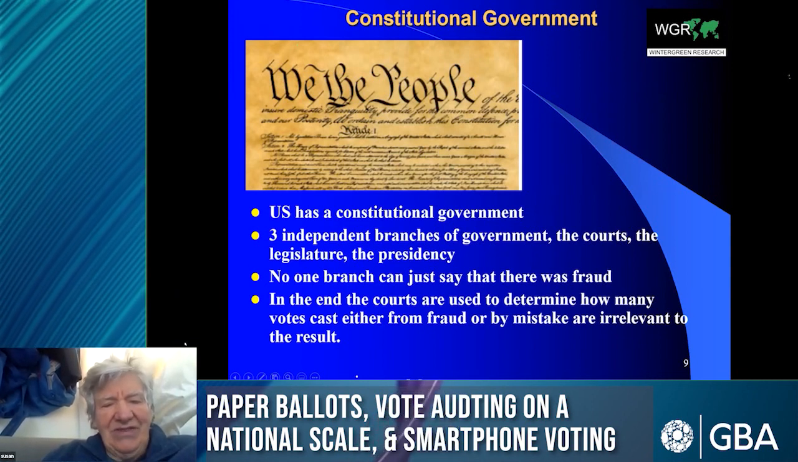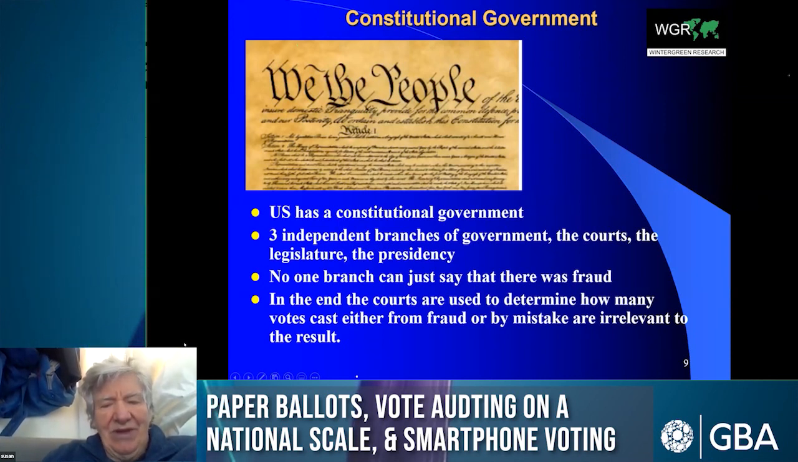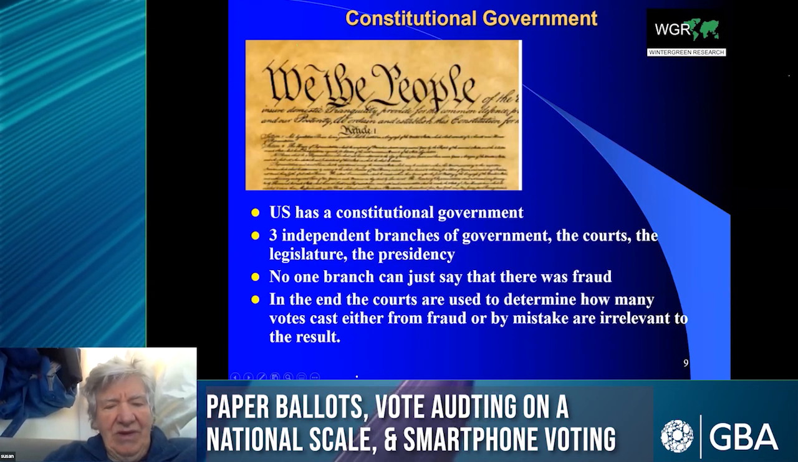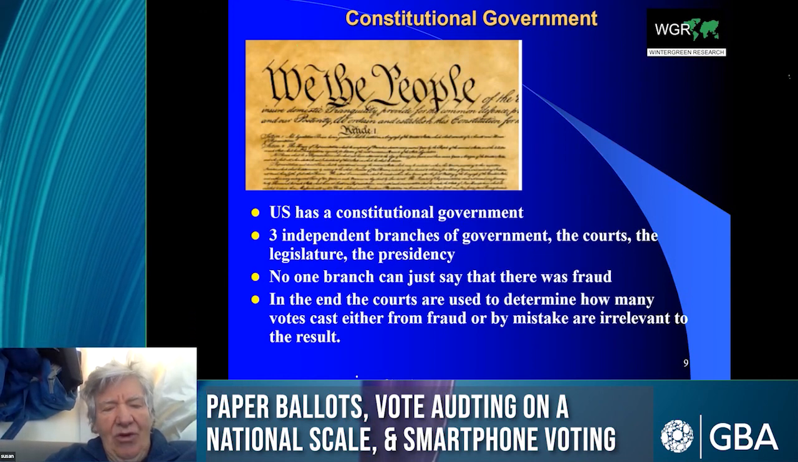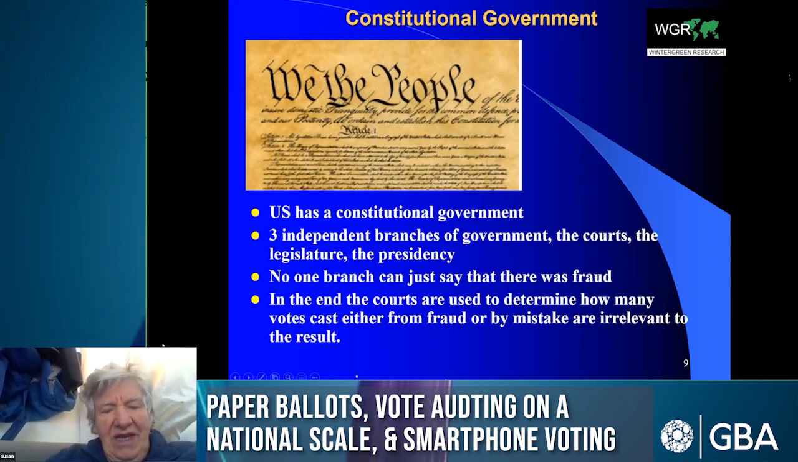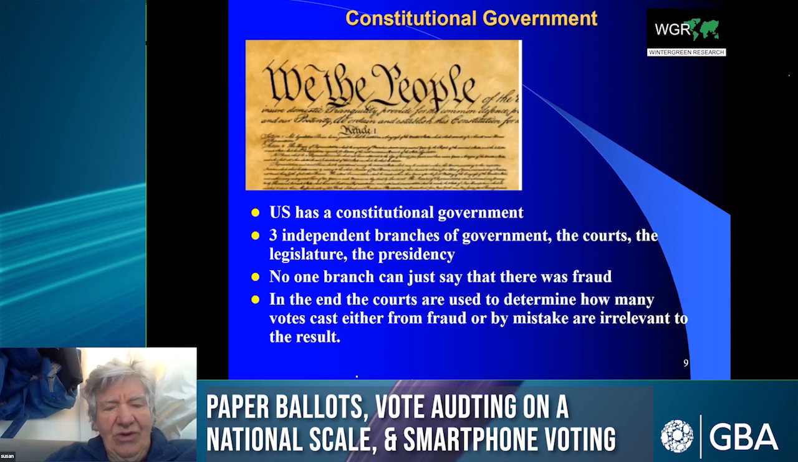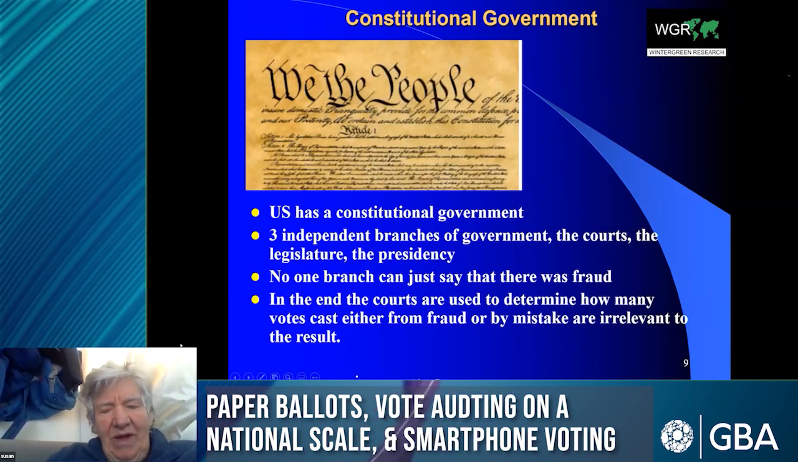The US has a constitutional government, we the people. It has three independent branches of government: the courts, the legislature, and the presidency. No one branch can just say if there's fraud. It has to be ultimately the courts. But the courts have to listen to what's going on and what the people think. In the end, the courts are used to determine how many votes were cast, either from fraud or by mistake. And that's what I said.